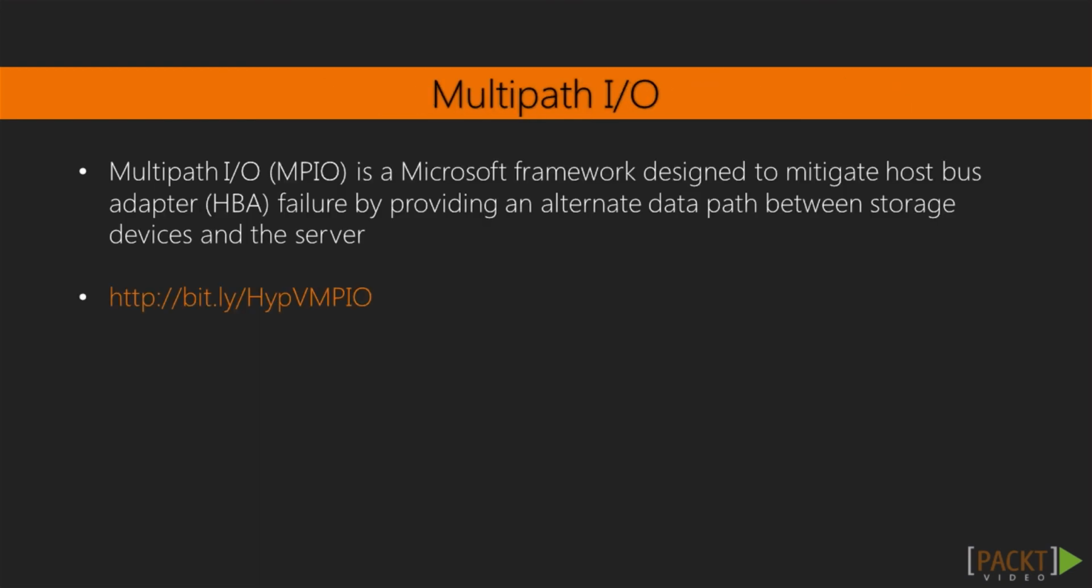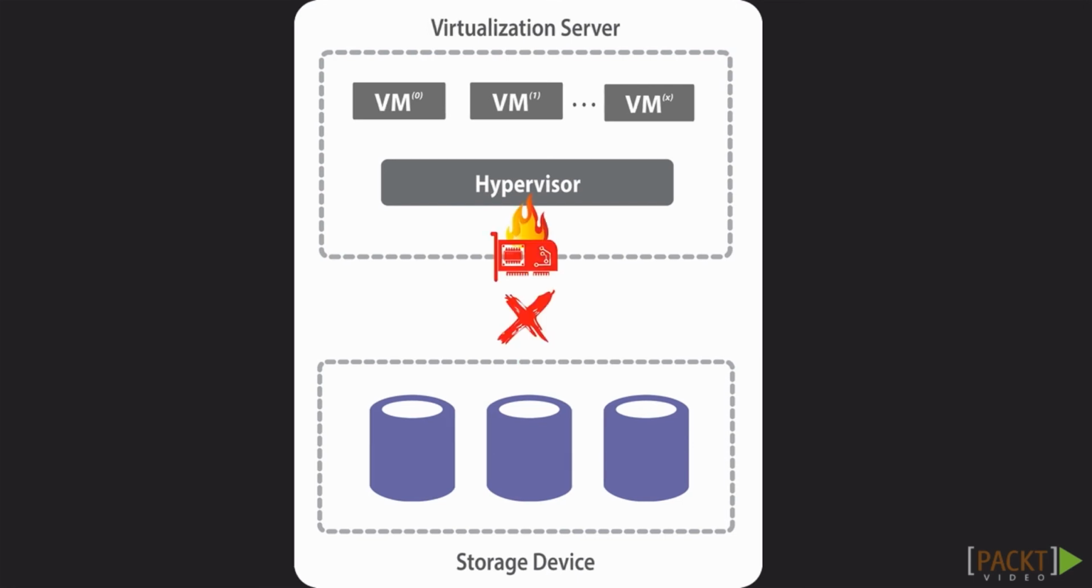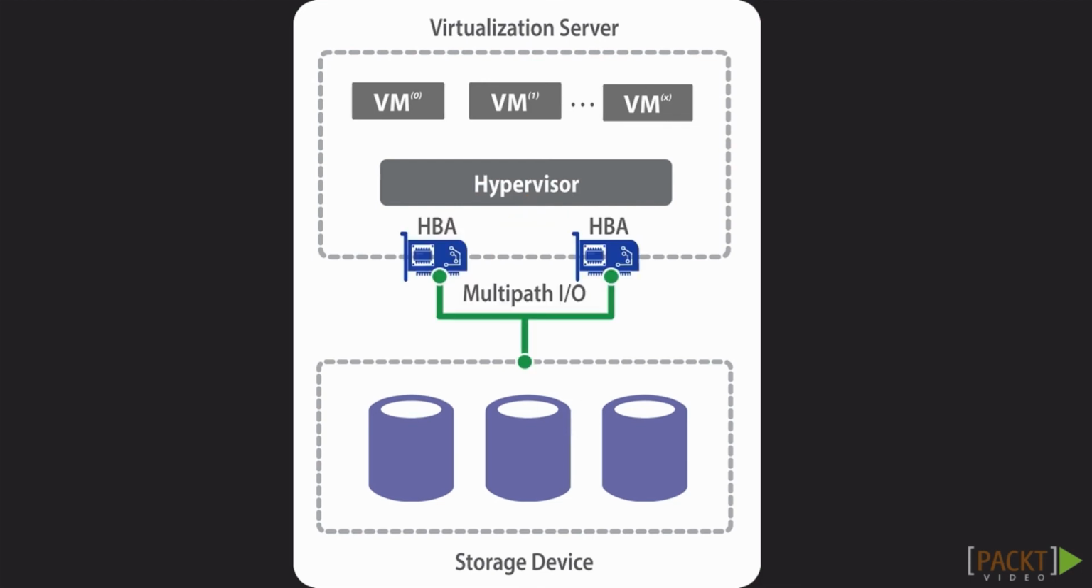Multipath I/O is a Microsoft framework designed to mitigate host bus adapter failure by providing an alternate data path between storage devices and the server. Data is mission critical, and now that storage has been decoupled from the server in a virtualization environment, having one adapter and one path to the data is just not an option. If that host bus adapter goes up in flames, you lose your data connection, and every second you're down counts against you. This is just too risky.